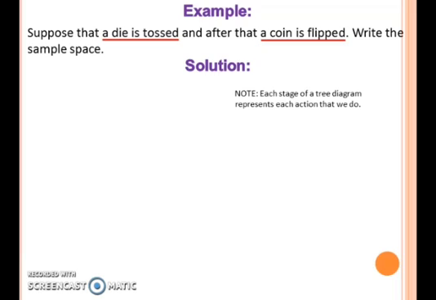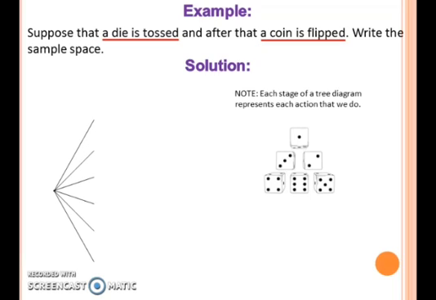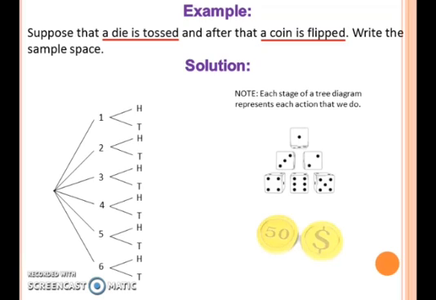The first stage of the tree diagram is for the outcomes of the first action, which is tossing a die. For tossing a die, the outcomes are 1, 2, 3, 4, 5, and 6. So draw 6 branches for 1, 2, 3, 4, 5, and 6. The second stage of the tree diagram is for the outcomes of the second action, which is flipping a coin. For flipping a coin, the outcomes are head and tail. So draw 2 branches from each outcome of the first stage for head and tail. From the tree diagram, we get the sample space.